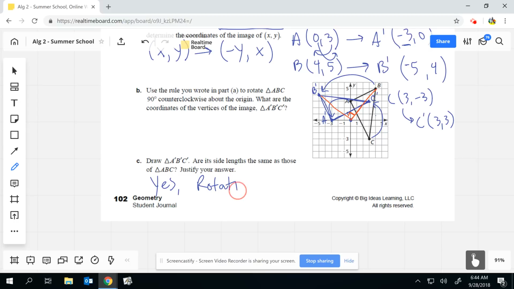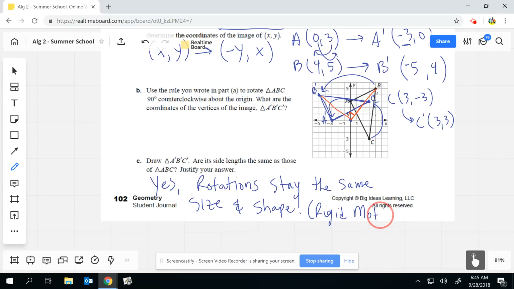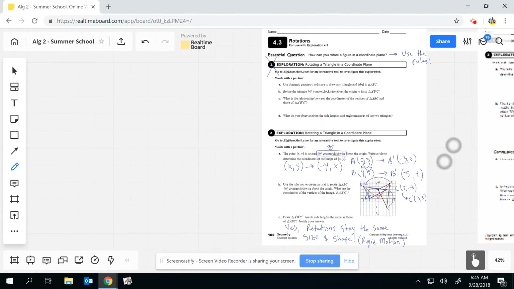Rotations stay the same size and shape. And even down here, I might write rigid motion. Okay, so that is that page.